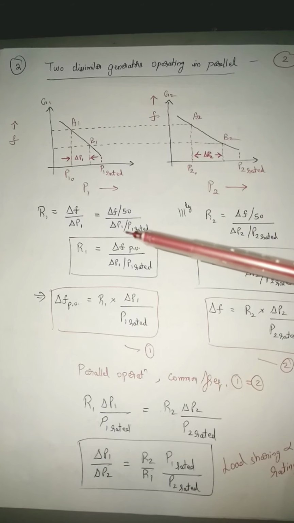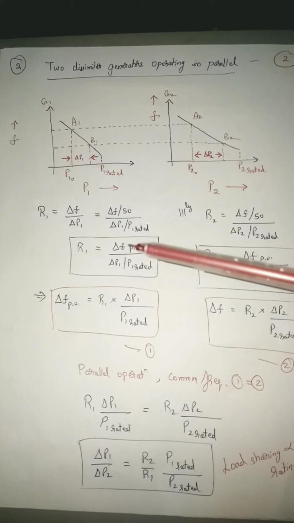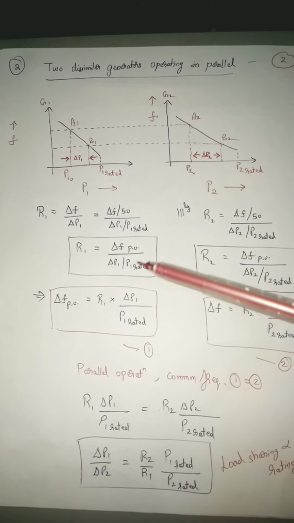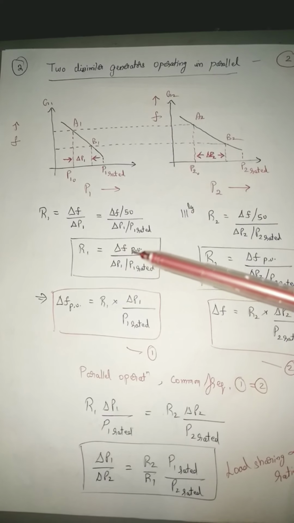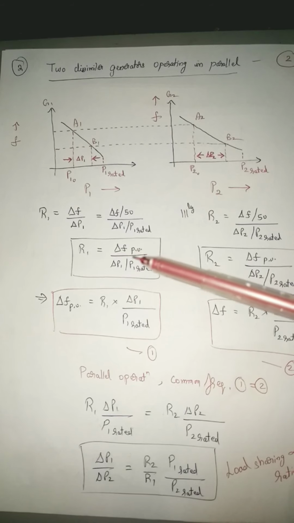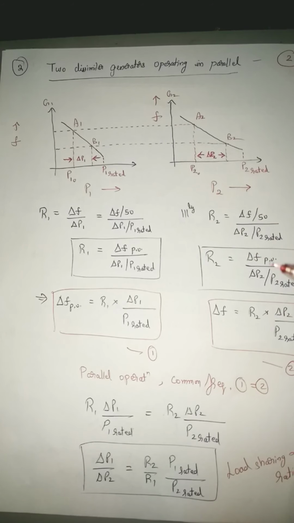Now here, instead of calling it as delta F by 50, I'll straight away write it as delta F per unit, which is understood that it is divided by its base value. But I'm not going to do it for power here, because frequency usually is common factor for machines operating in parallel. I can take the comfort of writing delta F per unit. Similarly, when you take the second machine, R2 is given by delta F by 50 divided by delta P2 divided by P2 rated. Again here also I'll express frequency in per unit. So it becomes delta F per unit divided by delta P2 by P2 rated.